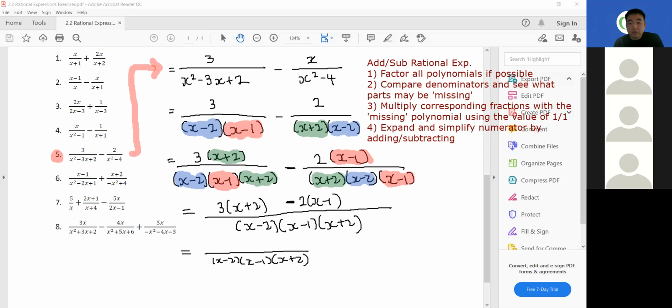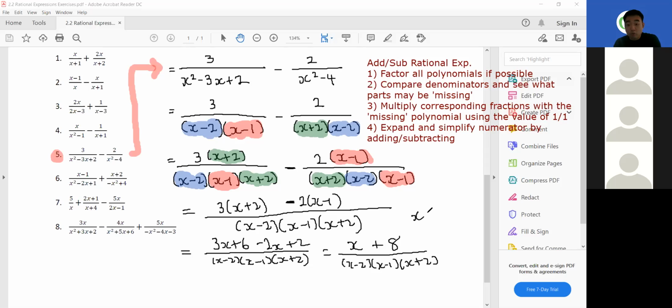So we got 3x plus 6. Oops, it's still green. 3x plus 6, negative 2x plus 2. And I'm going to simplify. Oh, I'm so lazy. I don't want to write all the brackets. Ooh, x minus 2, x minus 1, x plus 2, x. So 3x minus 2x, 6 plus 2. There it is. Whew.